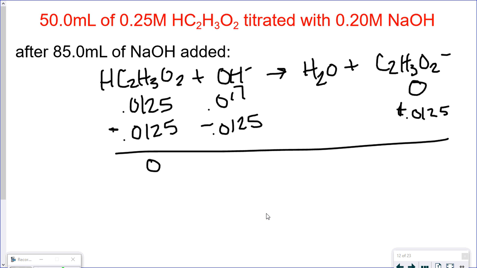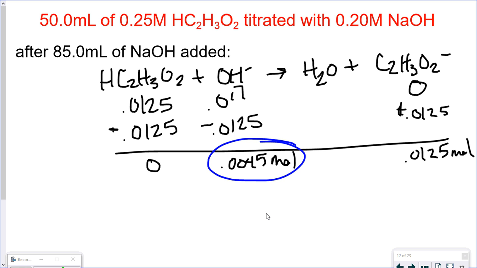So we have none of our acid left, but we have 0.0045 moles of our base and 0.0125 moles of our conjugate base. So we are going to be using the amount of hydroxide we have in excess in order to calculate pOH.